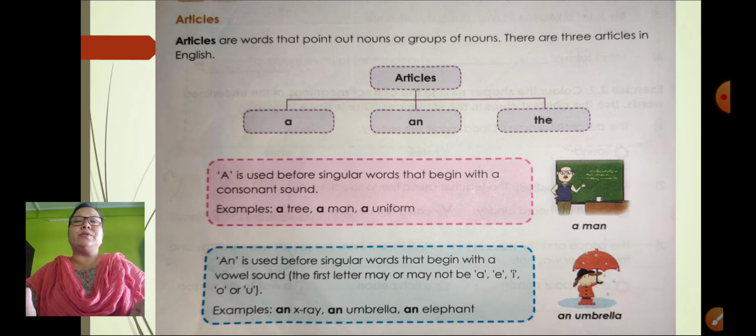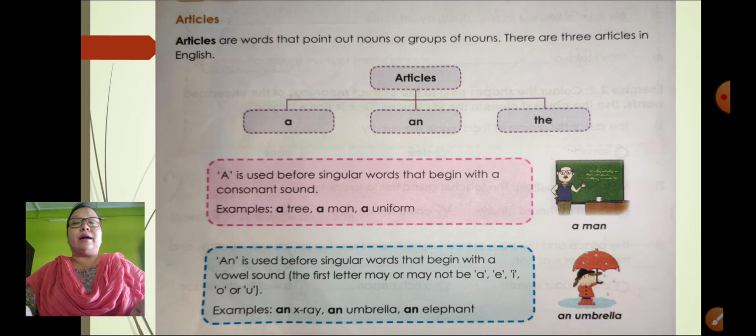An is used before singular words that begin with a vowel sound. The first letter may or may not be A, E, I, O, U. Vowels, five vowels: A, E, I, O, U. Examples: an X-ray, an umbrella, an elephant.